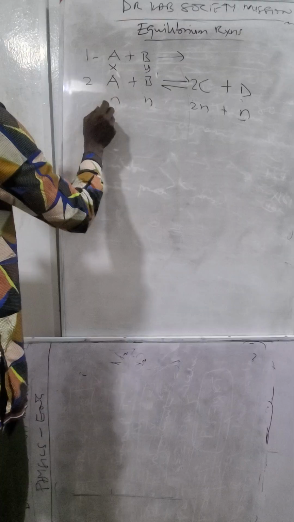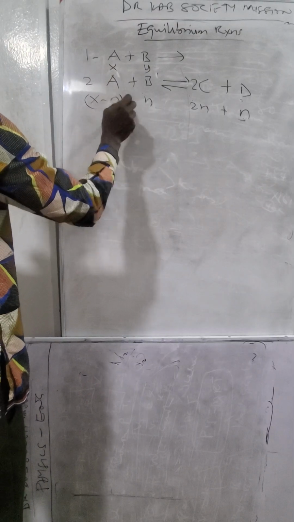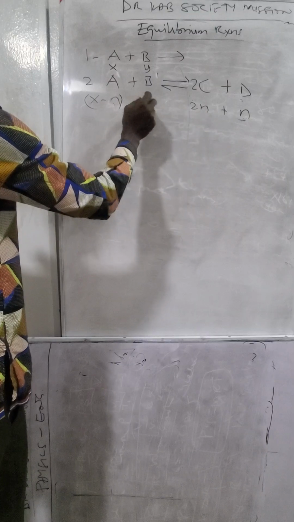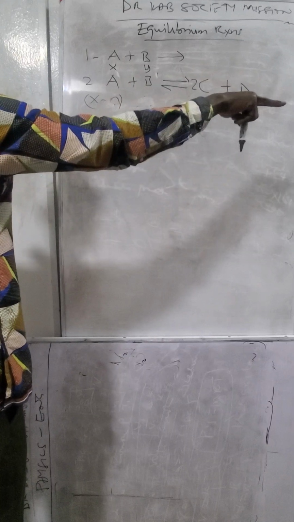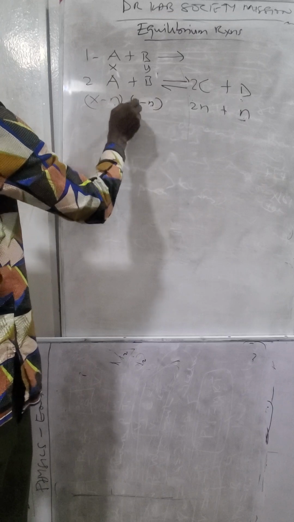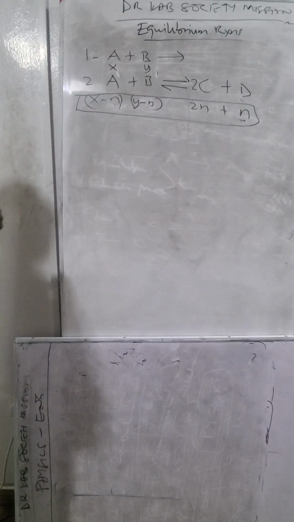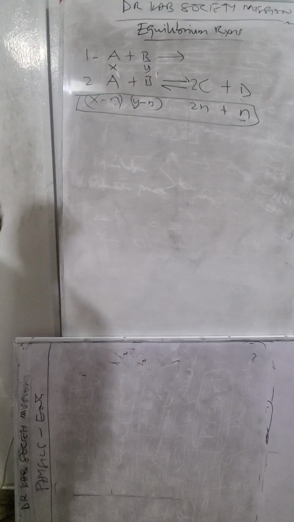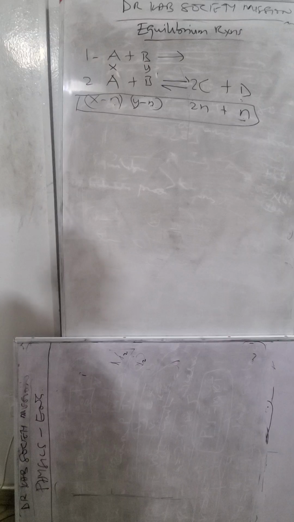So what will happen is we have to subtract this n from the X which we started with, and subtract this n also from the Y, because this is the n which has gone into producing it. So this will be Y minus n. So this will become the equilibrium moles which will be reacting. The equilibrium moles, being in the same volume, give a proportionate concentration to look at.